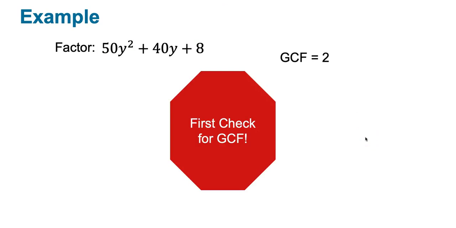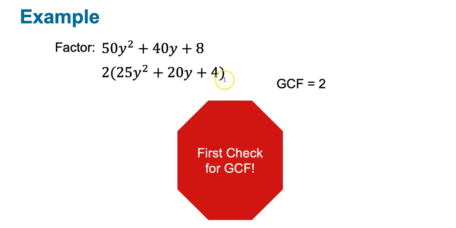We're asked to factor a polynomial. Before we do anything, we must check for a GCF. The GCF is 2. We factor it out, resulting in this polynomial. This polynomial is factored, as it is the product of this algebraic expression with this algebraic expression. However, it's not completely factored.